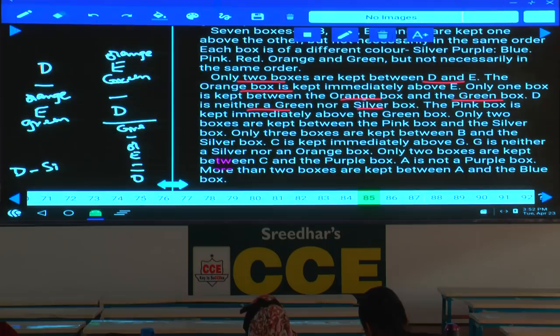D cannot be silver. And the pink box is kept immediately above the green box. Now in this one, this E must be pink. Are you following this or not? E must be pink. Now, in the second case, pink is immediately above the green box. Hence, here E must be pink. Now, in this case, pink must be before this one. Is it possible to have pink before this one? Tell me whether this case is possible or not. No. Why is it not possible?